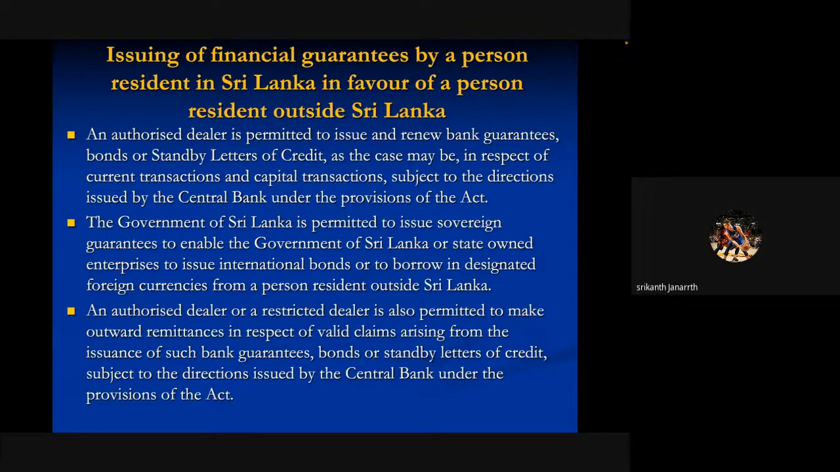If the government wants to borrow from a foreign lender, they can ask the bank to issue a guarantee. An authorized dealer or restricted dealer is also permitted to make outward remittance. So when there is a claim, banks are permitted to settle the claim. Suppose there is a claim, the government has defaulted on the loan, or Demo has defaulted and Benz Germany is claiming. So the bank has to settle the claim by making an outward remittance. So these are permitted transactions under guarantees. This covers current and capital both together, right?